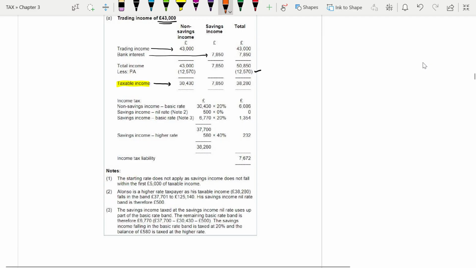Now, first you calculate on the basic rate at 20%. The starting rate does not apply, as the savings income does not fall within the first 5,000 of taxable income. Also, his income is more than 37,701, so he will come under the higher tax rate bracket. That is the condition we have done in previous cases.